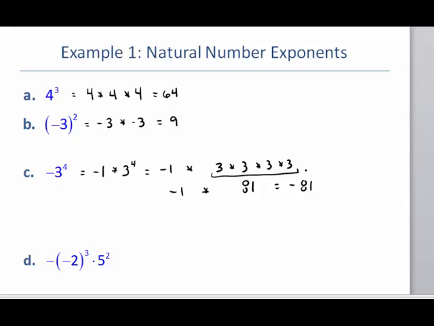Our next example asks us to find negative, and in parentheses, -2, raised to the third power, times 5 squared. So again, let's begin with our exponents and simplify on the exponents. So -2 to the third is going to be the equivalent of -2 times -2 times -2. And we'll keep that negative on the outside of the parenthesis. And then 5 squared is going to be the same thing as 5 times 5.